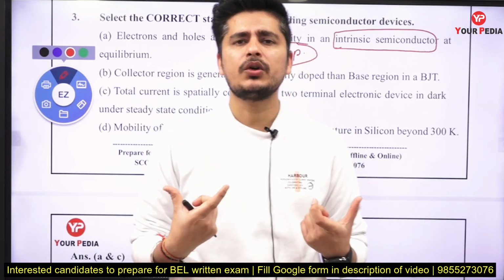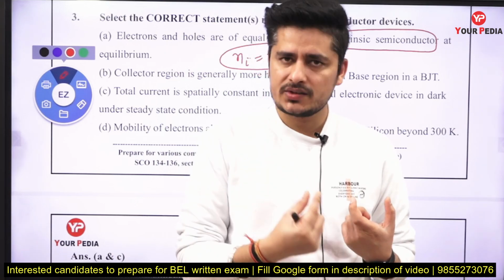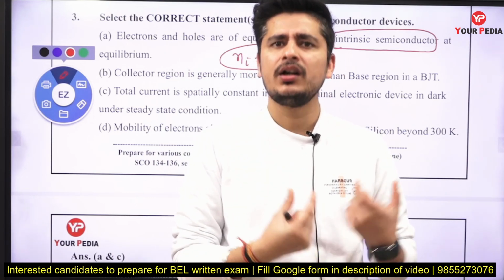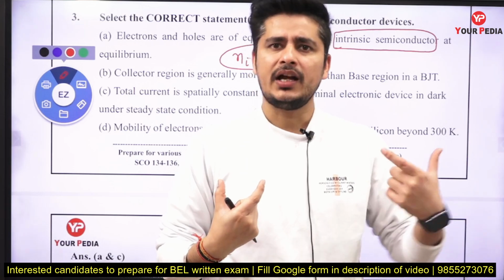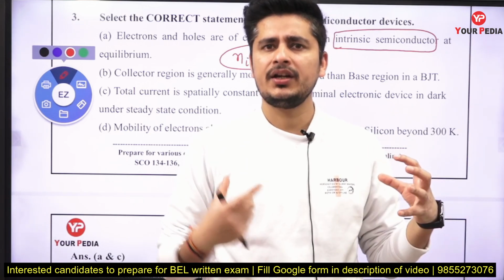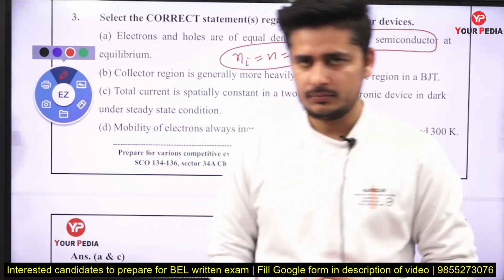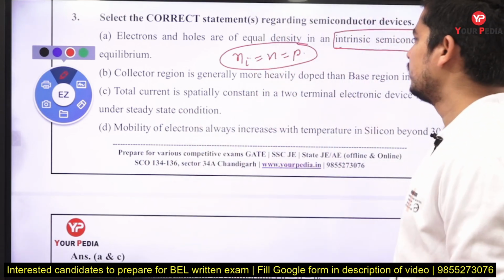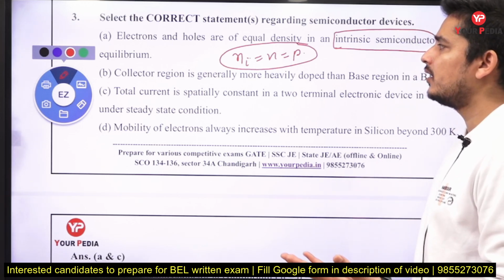If I am talking about the width of each region, base is smaller, emitter has moderate width, and the collector has the wider width. Or you can say the collector has the wider area, emitter has moderate area, base has smaller area. So that is the main reason here. So this option is not correct. Heavily doped is the emitter.